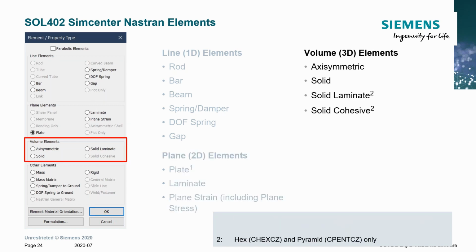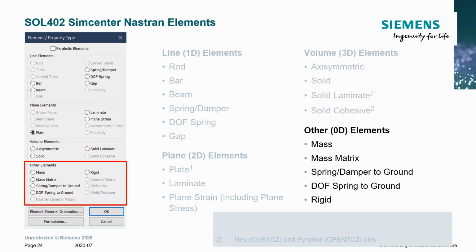And then volume elements, you've got the solid, laminate, axisymmetric, and the solid cohesive. And again, just like in 401, you need a hex or a pyramid element for your cohesive. And then we have the mass matrix, the DOFs, the spring damper to ground, DOF spring to ground, and then the rigid elements are supported in 402 as well. And again, it's both the RBE2 and the RBE3.